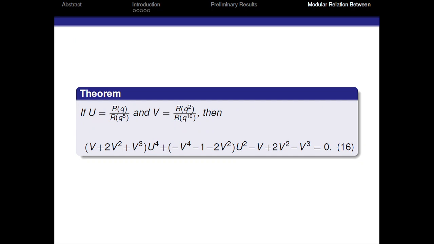In the theorem, if u is equal to r of q divided by r of q power 5 and v is equal to r of q square divided by r of q power 10, then we can write it in the form of v plus 2 into v square plus v of u power 4 minus v power 4 minus 1 minus 2 into v square of u square minus v plus 2 into v square minus u cube is equal to 0, equation 16.